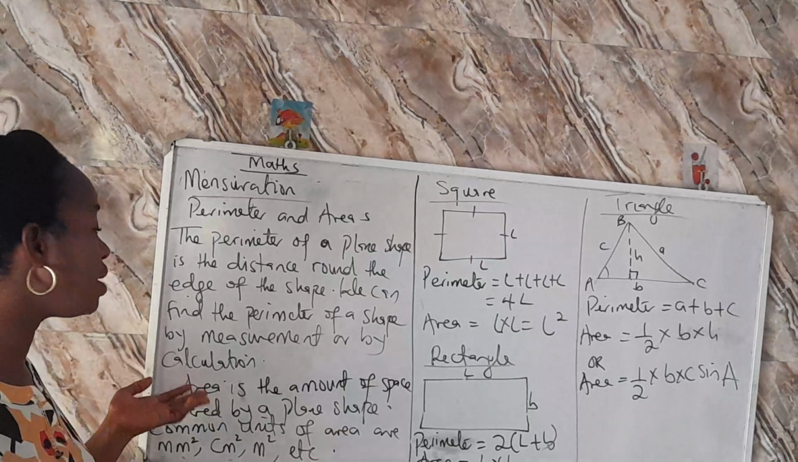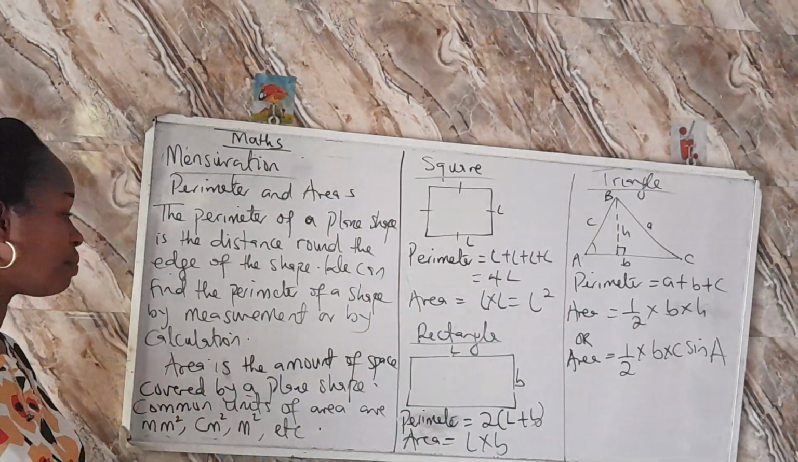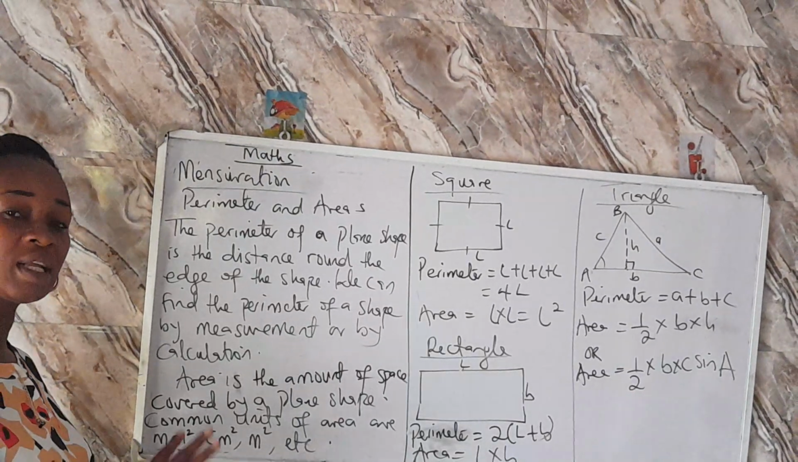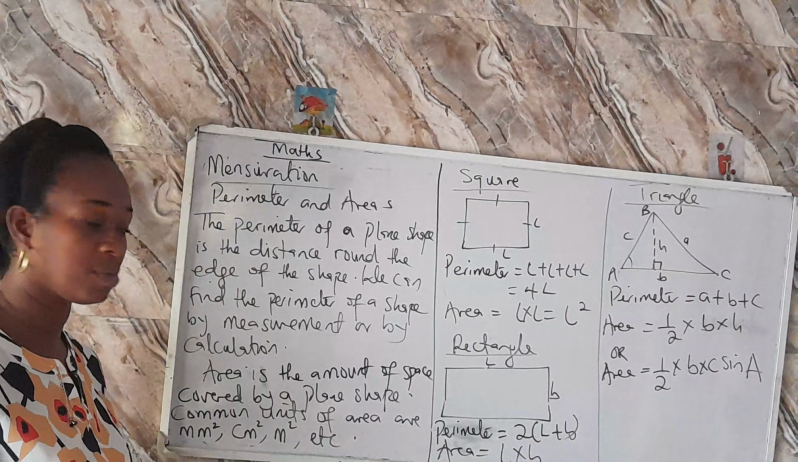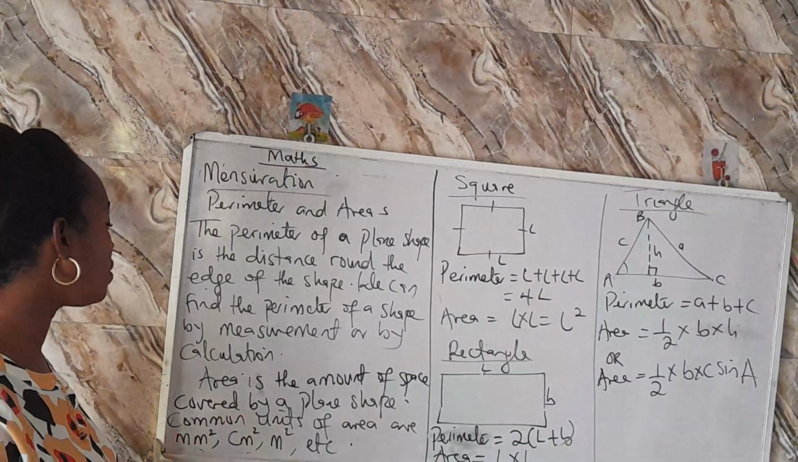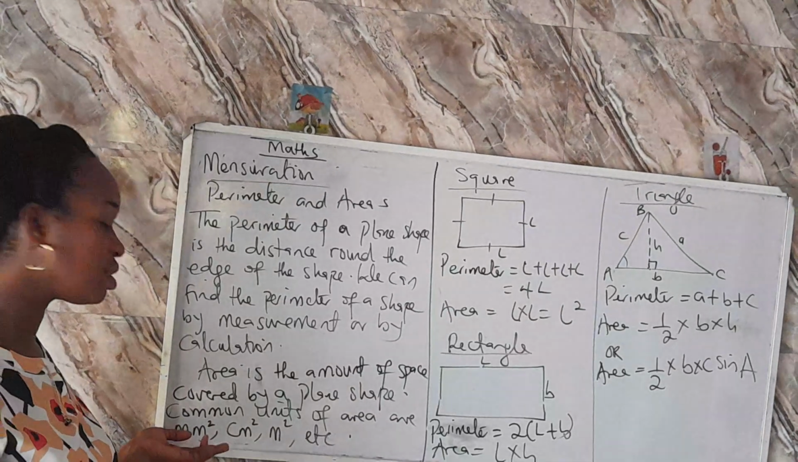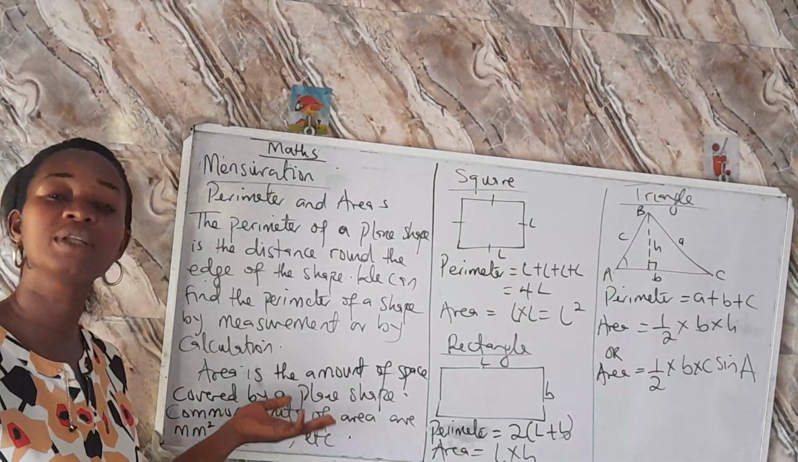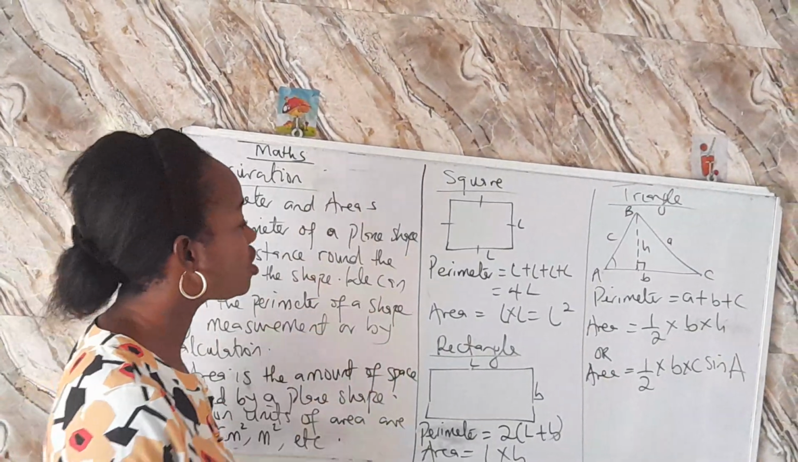Alright, the next is area. Area is the amount of space covered by a plane shape. Area is the amount of what? Space that is covered by a plane shape. Now, for area, we have common units of areas to be millimeter squared, centimeter squared, meter squared, etc. Now, let's look at some of the plane shapes we have.